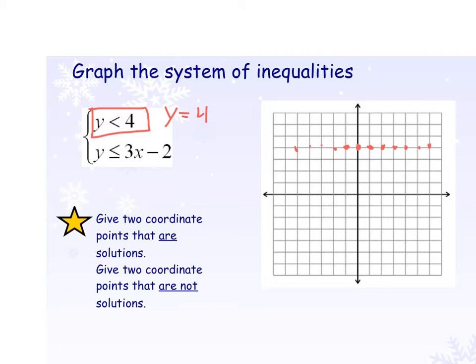Okay, now before you draw your line, you have to ask yourself, is it solid or dashed? This one is strictly less than. So this line will be a dashed line, okay? And we'll do the shading after.